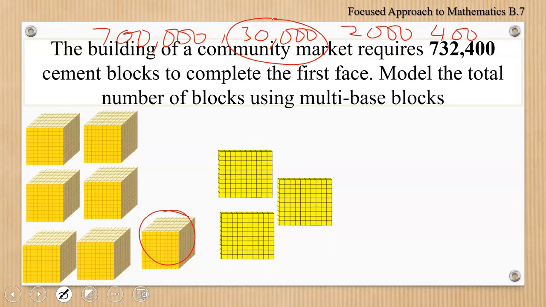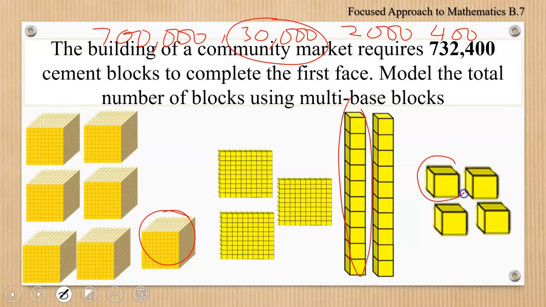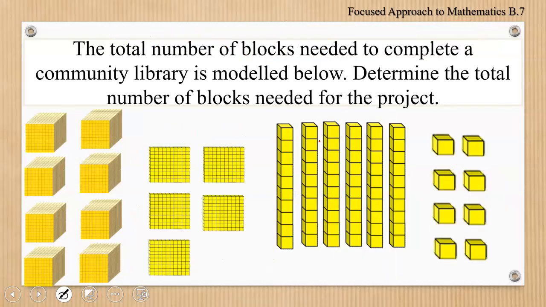3 of them give 30,000. Then we need the longs for 2,000, because we said each one is 1,000. So we need 2 of them to give us 2,000. Then finally, we said one of these is supposed to be 100. Since we need 400, we get 4 of them. So when we put together, we have our figure 732,400. That becomes the modeling of the figure 732,400.